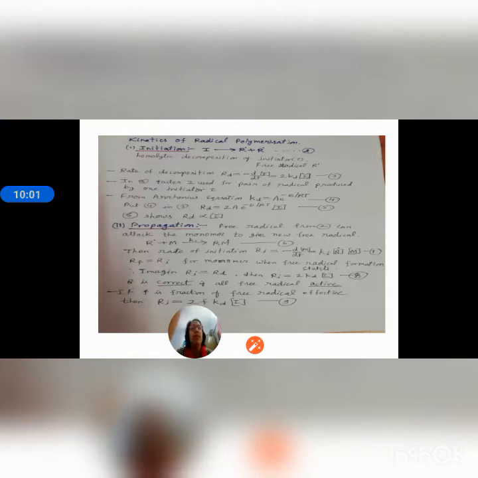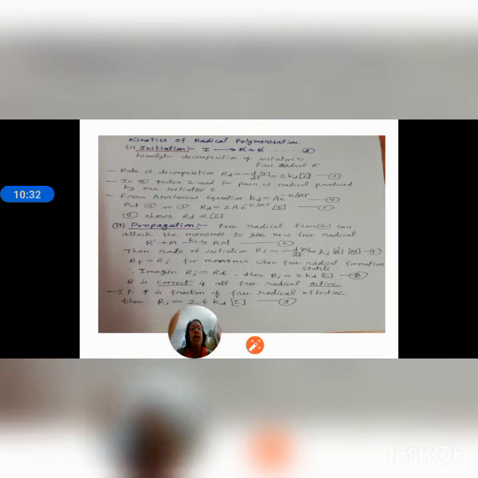Equation 5 shows that the rate of decomposition is proportional to the concentration of initiator. Now we start the propagation step. In the propagation step, the free radical formed in equation 2 can attack another monomer to give new free radicals, like R free radical plus monomer gives RM, equation 6.